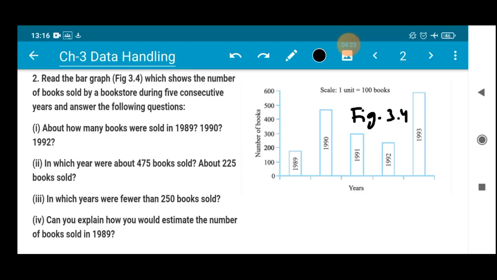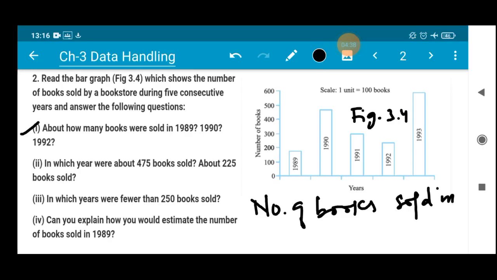The first question is: about how many books were sold in 1989, 1990 and 1992? You will write the number of books sold in 1989. Let us find out what the number of books is. You can see the bar here, and it is around 100, in between 100 and 200, not exactly 100, not exactly 200, just above 100. So that is representing above 150 also. Why?